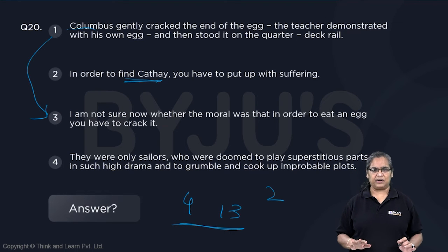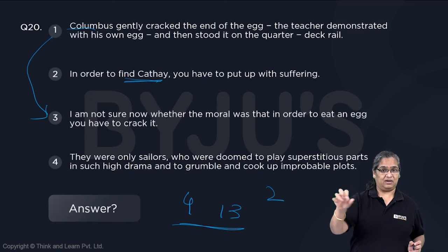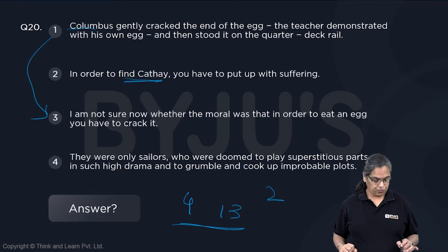1, 3 definitely go together. Then my problem is, where do I put 4? Since we're talking of sailors and since we're talking of somebody who's putting it on the deck, so I say, okay, that's a ship. Therefore, 4, 1, 3.